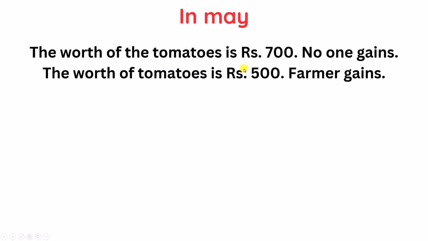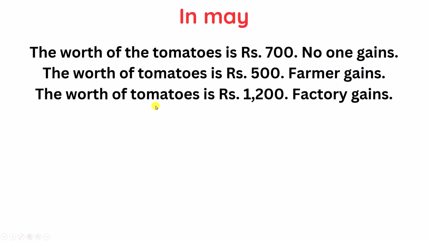Next, the second case is the worth of tomatoes is rupees 500. Okay? So some problem has occurred, maybe the prices have fallen, and so the worth of tomatoes is 500 rupees. So now the farmer gains because the factory has entered into a contract to pay 700 rupees to the farmer, correct? And buy everything that he has got. He has grown tomatoes and it is worth only 500 now. But according to the contract, he will be getting 700 rupees. So here the farmer gains.